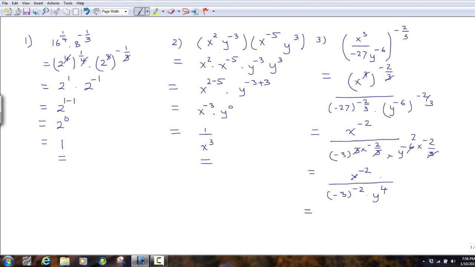And this is equal to, so I want to write this x to the negative 2 as a positive power, so I need to bring it in the denominator, and negative 3 to the negative 2 as a positive power, so I need to bring it up. So negative 3 to the negative 2 is the same as, when you bring it in the numerator, negative 3 square whole over this x squared times y to the 4, and this is equal to negative 3 square is 9 divided by x squared times y to the 4, and this is the simplification of this number.